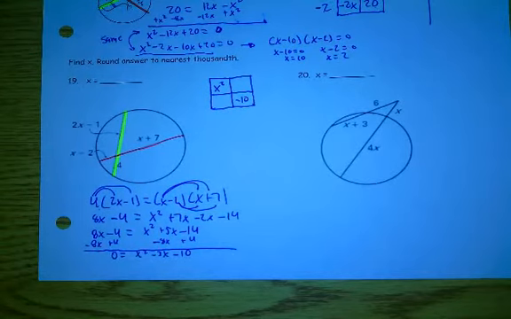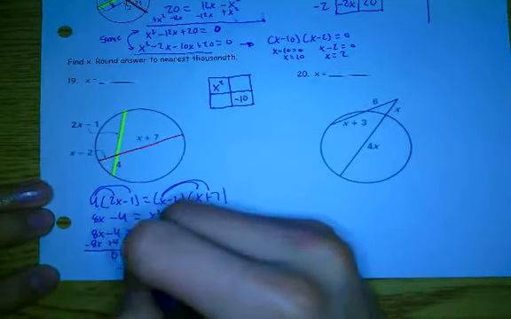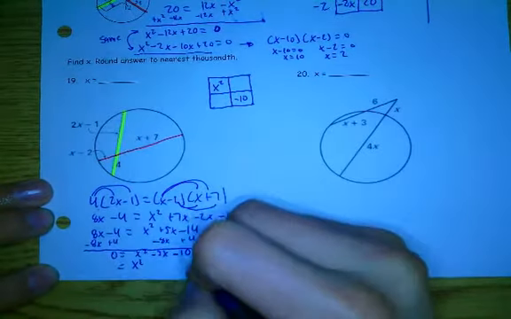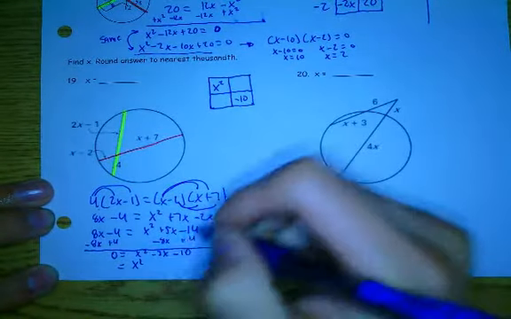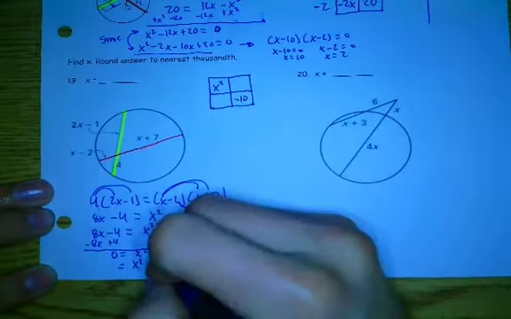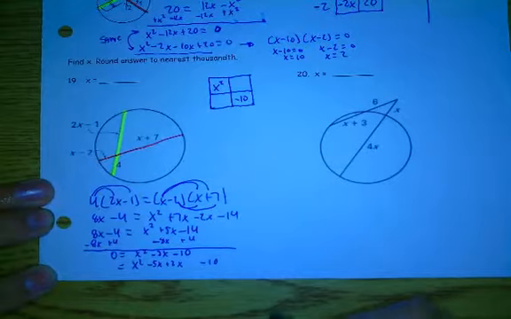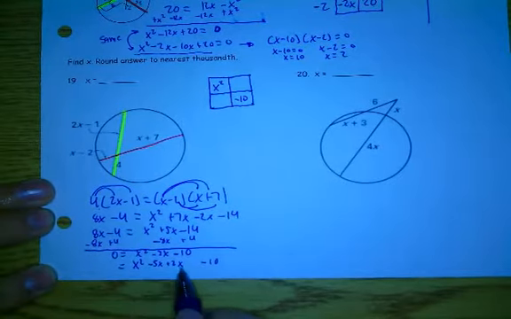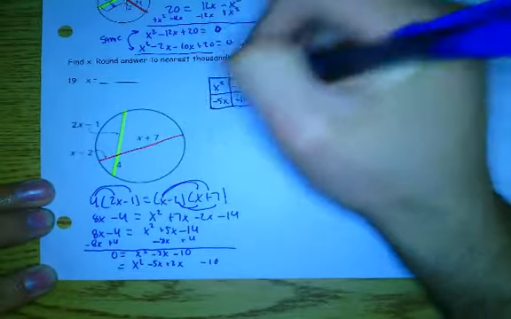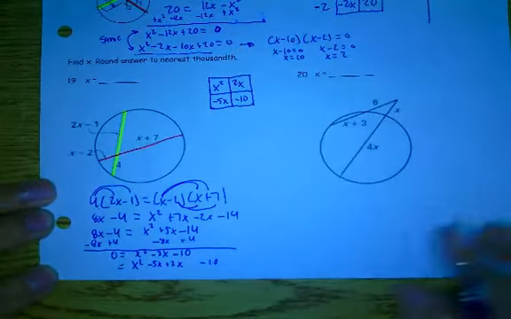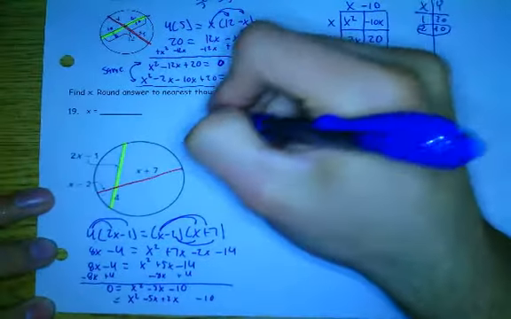x times x, x squared. x times 2, 2x. Negative 5 times x, negative 5x. Negative 5 times 2, negative 10. Good. So that means we have x plus 2 times x minus 5 equals 0. x plus 2 equals 0. x minus 5 equals 0. If I subtract, then I get x equals negative 2. And if I add, then I get x equals 5.